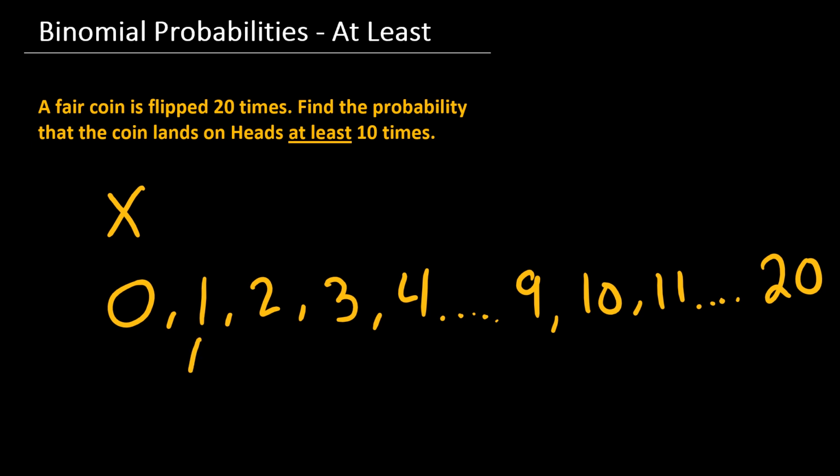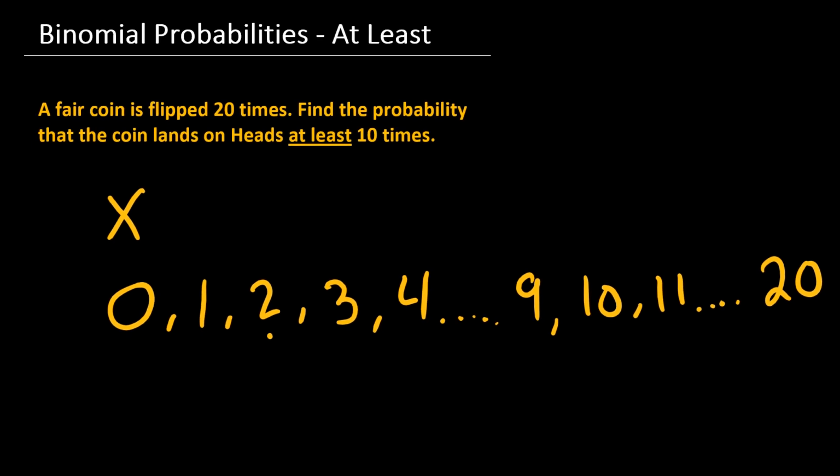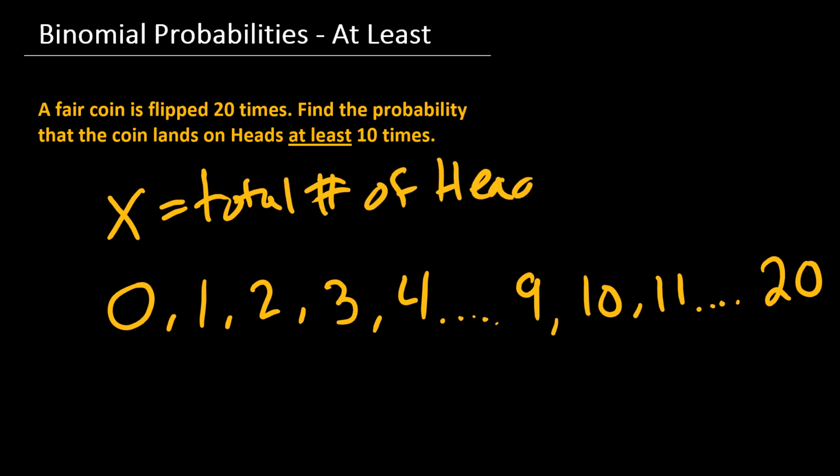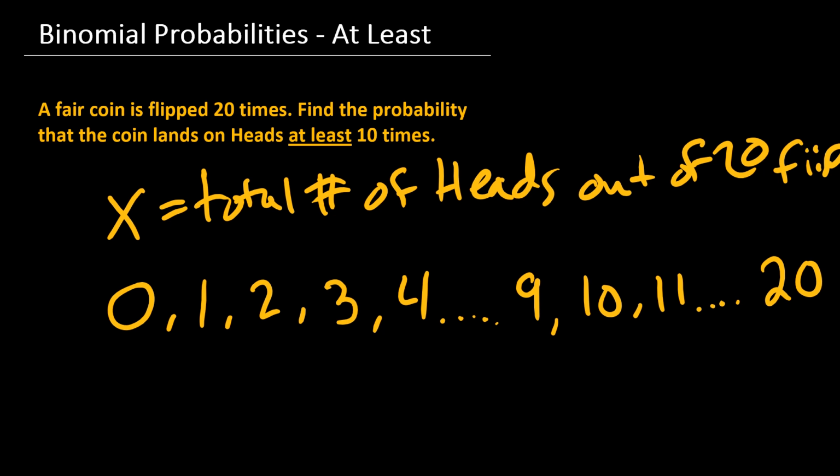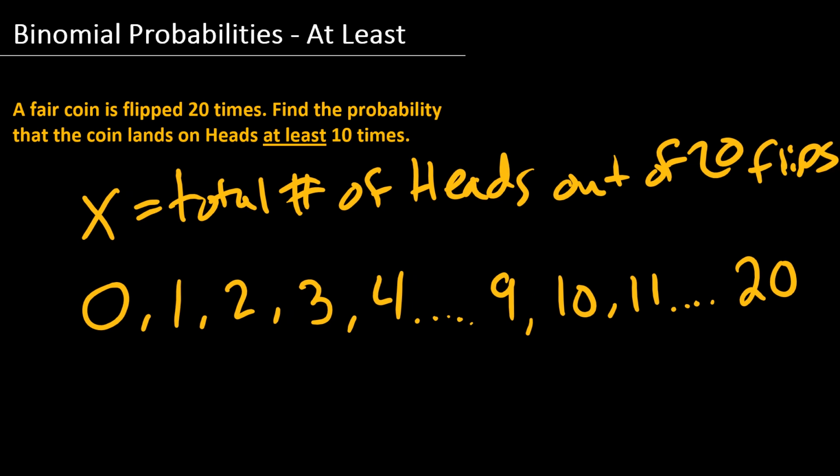Out of 20 flips, you could have had 1 head and 19 tails. Out of 20 flips, you could have had 2 heads and 18 tails, etc. X is a random variable. You don't know what X is, but X is the total number of heads out of 20 coin flips.